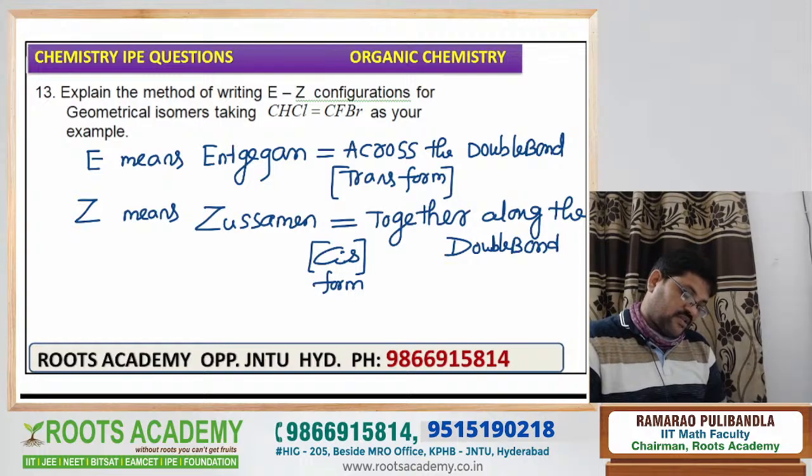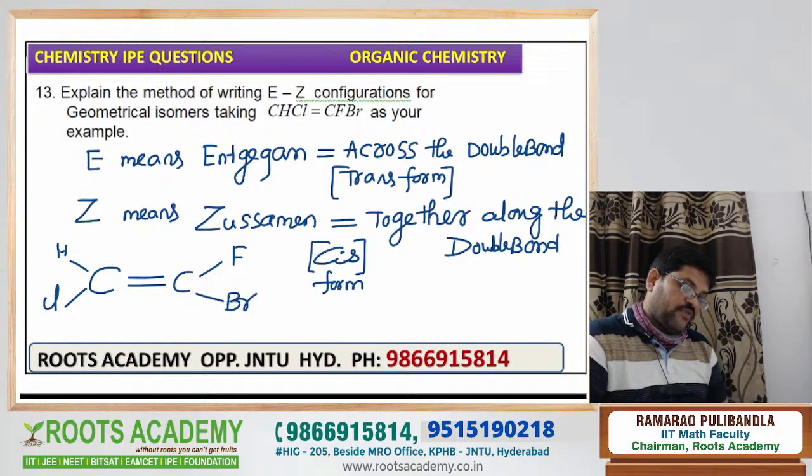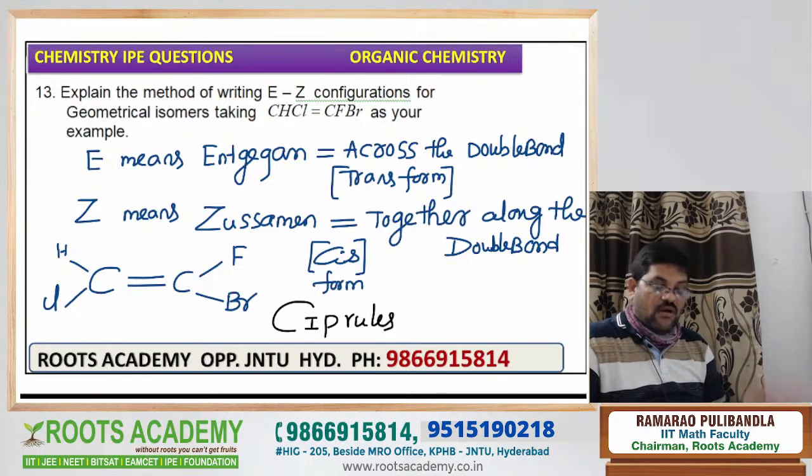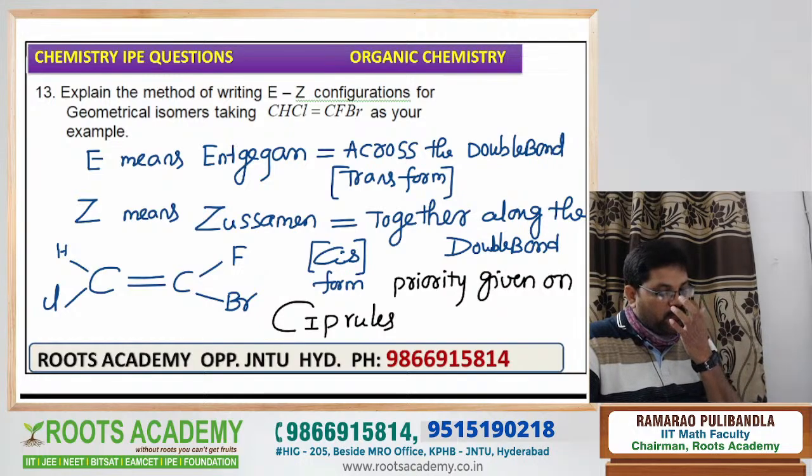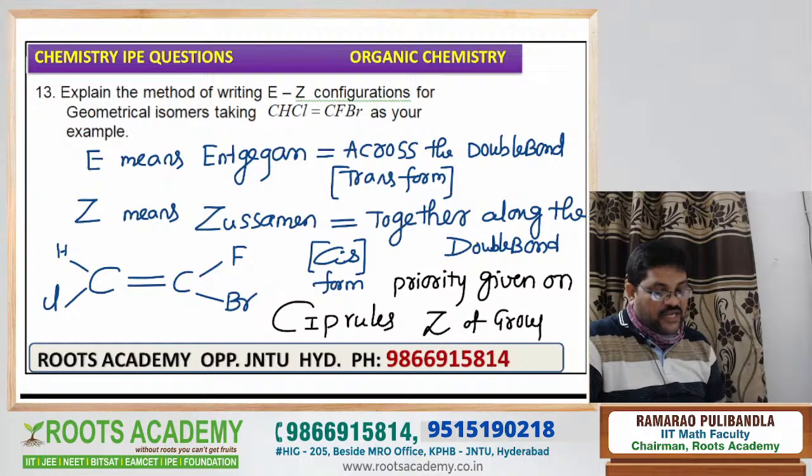Regarding the example, you write CH, Cl, double bond, CFBr. Actually, we follow the CIP rules. What rules are followed? CIP rules, the Cahn-Ingold-Prelog rules. In these rules, priority is given on the basis of atomic number, the atomic number of the group.